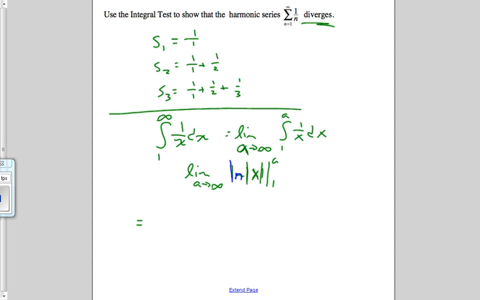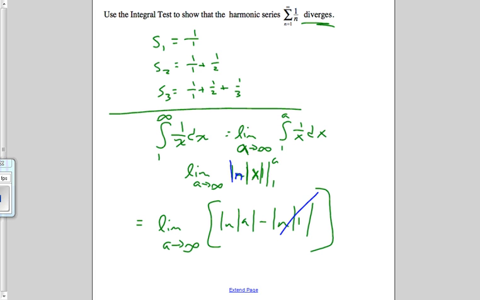So this equals the limit as a approaches infinity of ln of a minus ln of 1. Well, ln of 1 we know is just 0. That's going to go away. And the ln of a as a approaches infinity, well, that approaches infinity as well. So this limit does not exist. It approaches infinity. Therefore, we know that our harmonic series diverges. And we proved that using the integral test, which we just introduced.